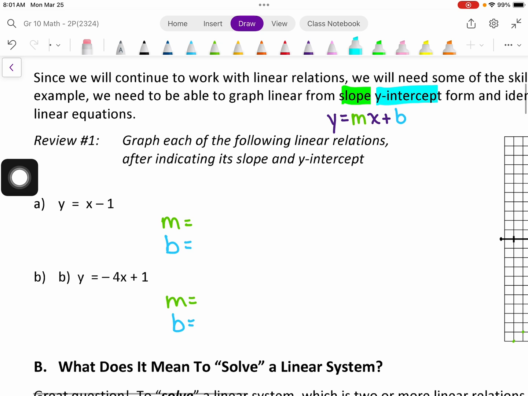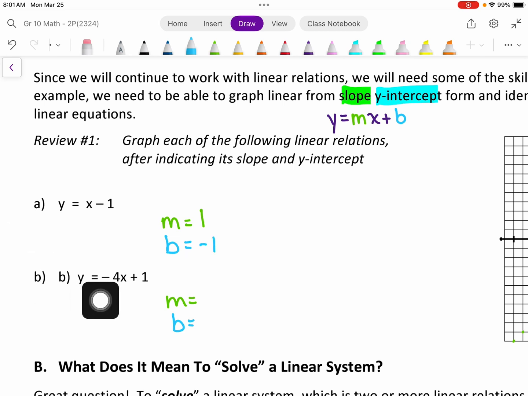So let's take a look at a couple of examples. Y equals x minus 1. So the number in front of x, there is no number. What number do we multiply by x that doesn't change it? That would be 1. So our slope here is 1, and our y-intercept is the other number that is not being multiplied by x. So that is a negative 1 here.